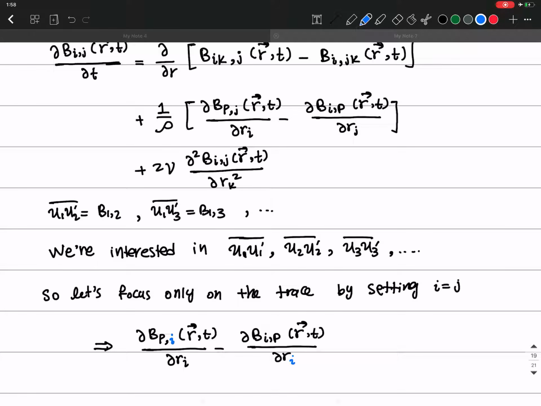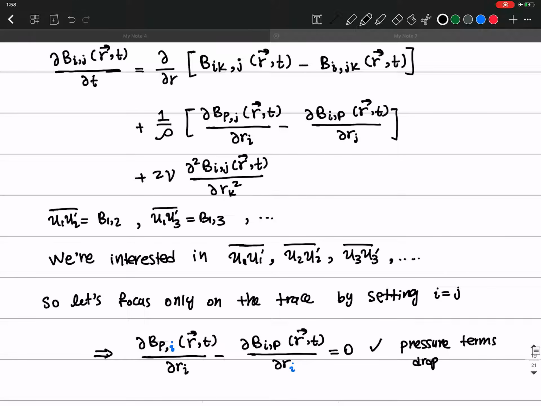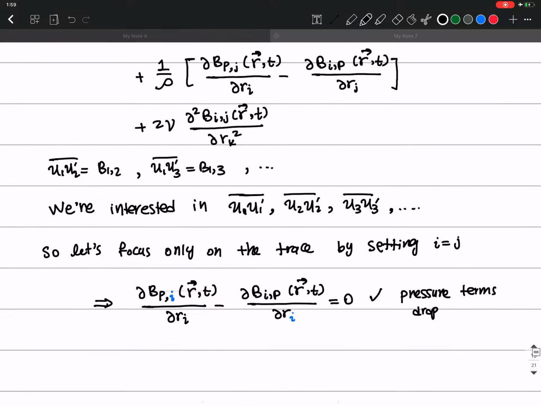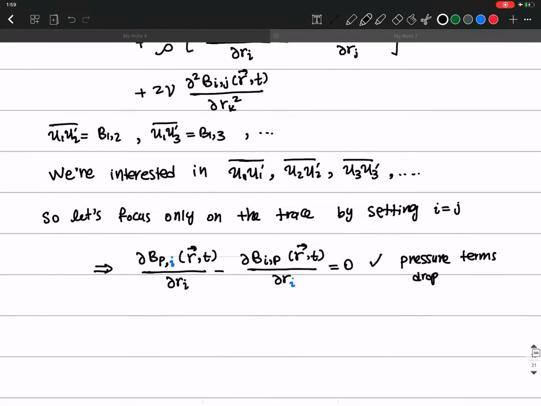so these two things are just going to be equal to each other. So this term will cancel out, and so pressure terms drop, which significantly makes our life easier because we get rid of this term. If we only look at the trace of this tensor, okay, so we are left with this.